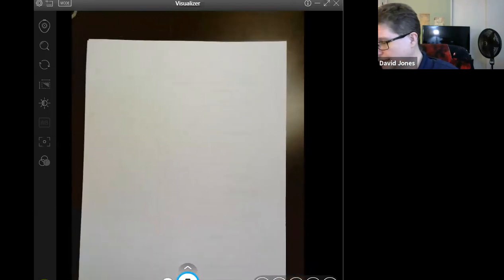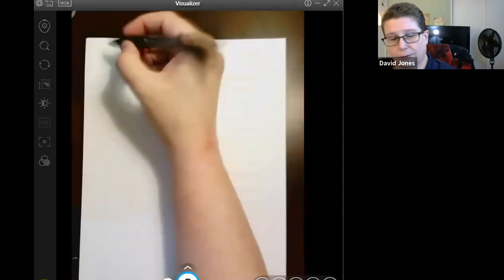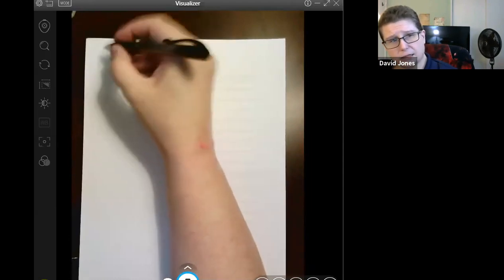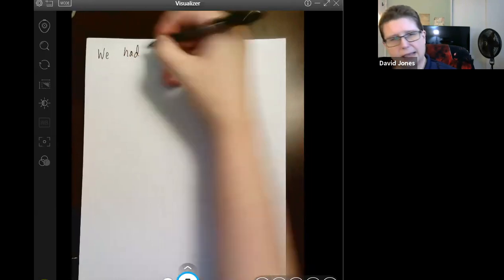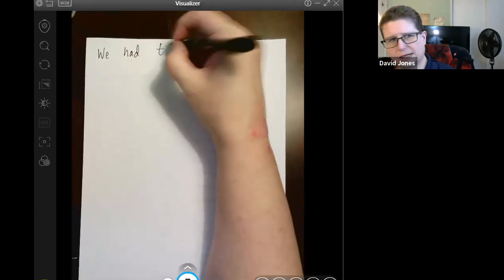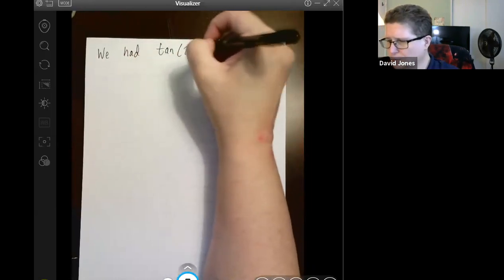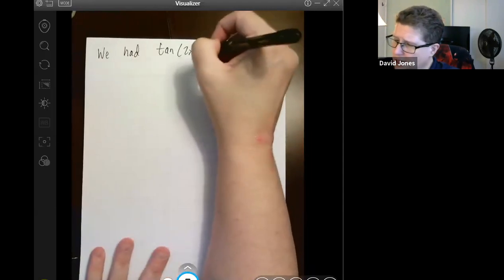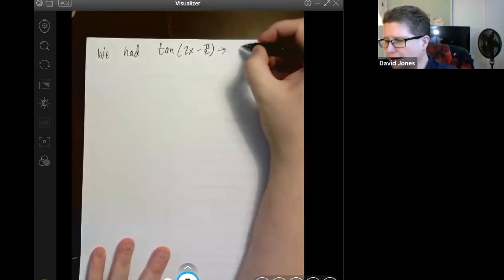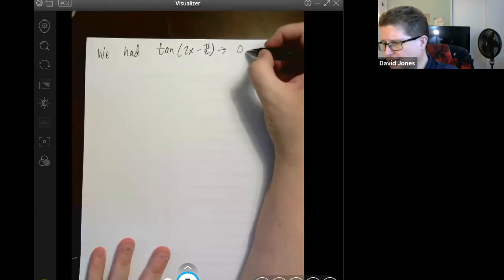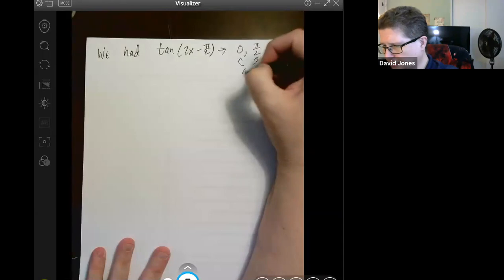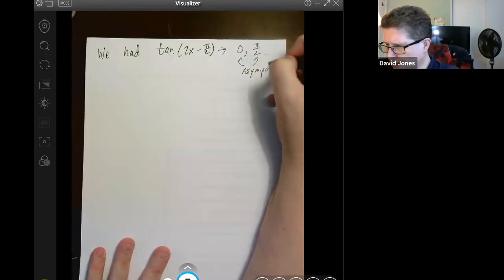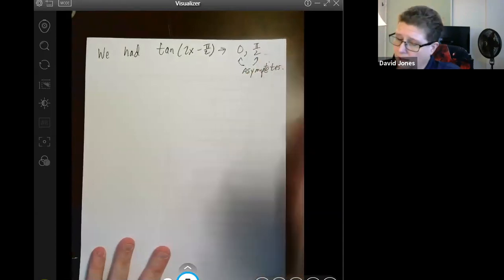I'm going to put up that same thing, and we're only going to look at what we had. Without A and C, we had tangent of 2x minus pi over 2. And we showed that ended up giving us 0 to pi over 2 as our asymptotes. We saw that on our graph. Let's do this another way.